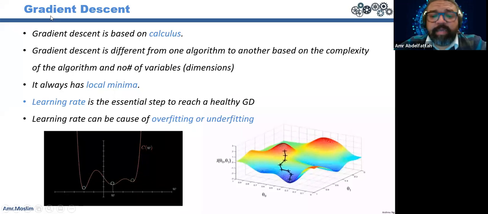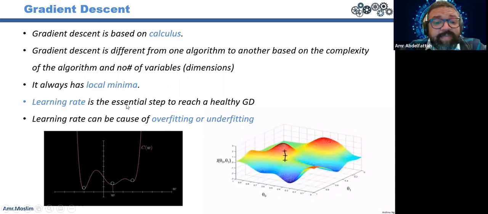Gradient descent has some characteristics. It's based on calculus, as we already mentioned earlier. It's the first derivative, or other derivatives for complex problems. Gradient descent differs from one algorithm to another, so we have to be careful about this one. Gradient descent for complex problems, especially for neural networks and deep learning networks, has local minima, like this one. This is the global minimum. There is a local minimum, and this is a local minimum as well.